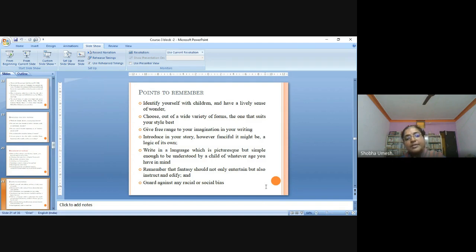Remember that fantasy should not only entertain but also instruct and edify. See, when we take up fantasy in the short story, it should not be too entertaining, but it should be entertaining and instructive. So, not too much entertainment, but there should be certain instructions which can be given to the child.